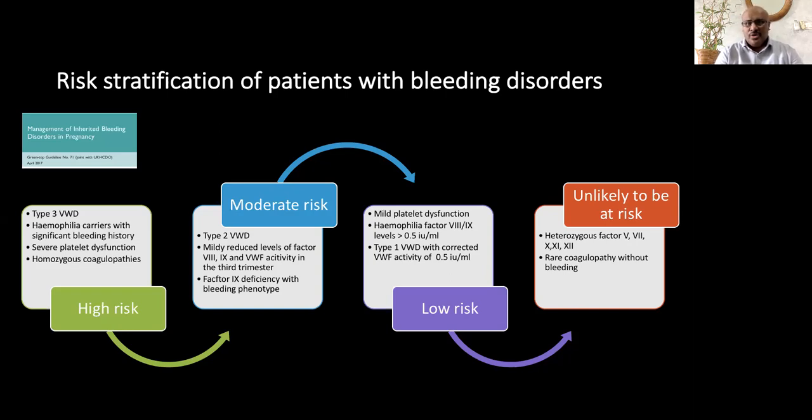Now, for the patients with moderate risk: patients with type 2 von Willebrand's disease, patients with mildly reduced levels, namely factor 8, factor 9, and von Willebrand activities, and patients with factor 9 deficiency. Most of the other patients, provided you check levels, and the levels are above 0.5 or the von Willebrand activity is above 0.5, usually they do very well. And other patients are unlikely to be at risk. So ladies and gentlemen, risk stratify your patients. Be cautious about patients who are high risk and patients who are moderate risk.